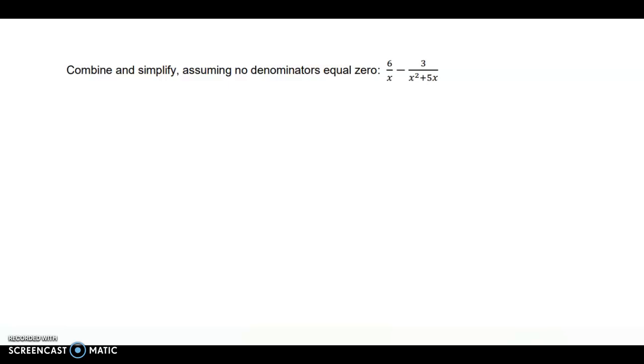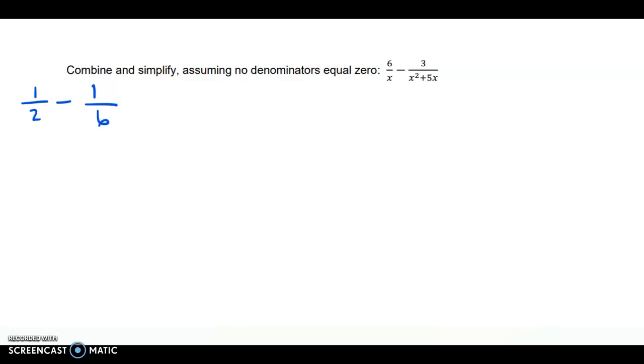Combine and simplify, assuming no denominators equal 0. So basically what we have here are just two fractions we're subtracting. So what if I had like 1/2 minus 1/3? Or actually, let's say 1/2 minus 1/6. Well, to subtract fractions, I've got to have a common denominator.